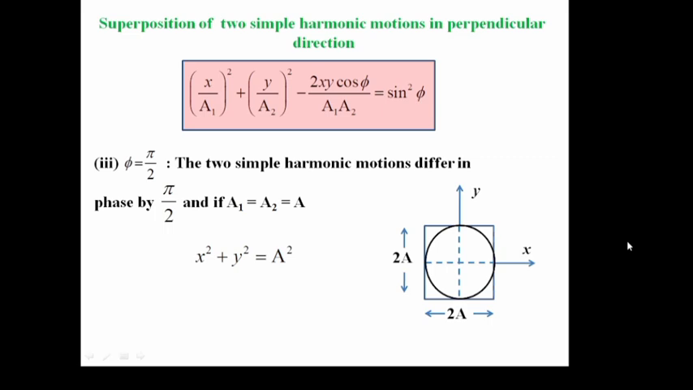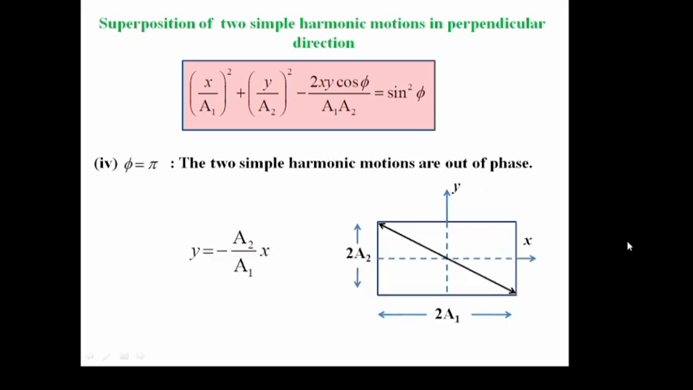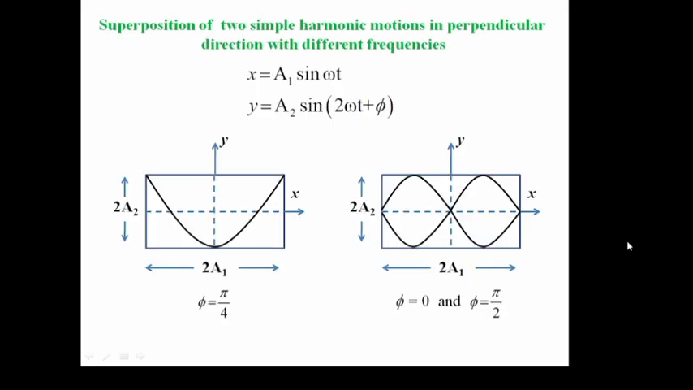Now if phi equals pi, then they will be out of phase. Initially we saw phi equal to 0, now it is phi equal to pi. So you can see the angle, basically the slope, is negative.